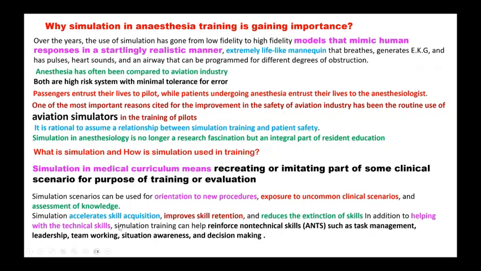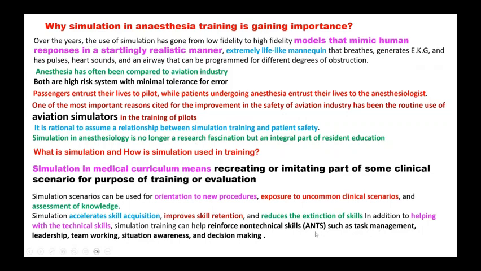And helping with technical skills is also there. Most importantly, this is a short note question by itself in the examination: the ANTS, anesthesia non-technical skills. This is how the wording is given in some of the theory papers. It has the components of task management, leadership, team working, situation awareness, and decision making. These 5 things are the components of what is called ANTS.